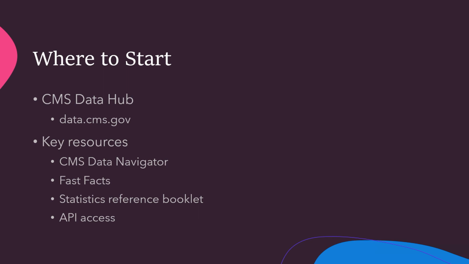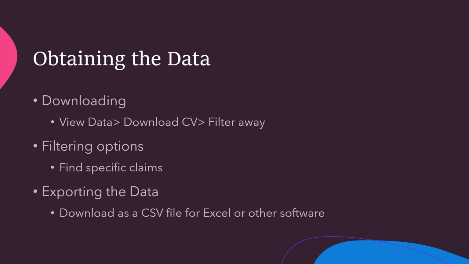So using a few of the resources, starting with the CMS Navigator, where you can search for data sets like the Medicare beneficiary outpatient and inpatient claims files to start looking for your data. The Fast Facts resource will help you get a quick overview. The Statistics Reference Booklet gives you a deeper dive into data definitions and coding systems within the Medicare Beneficiary Files section, and API access is available if you're comfortable with coding, and you can explore the API documentation for more programmatic data retrieval.